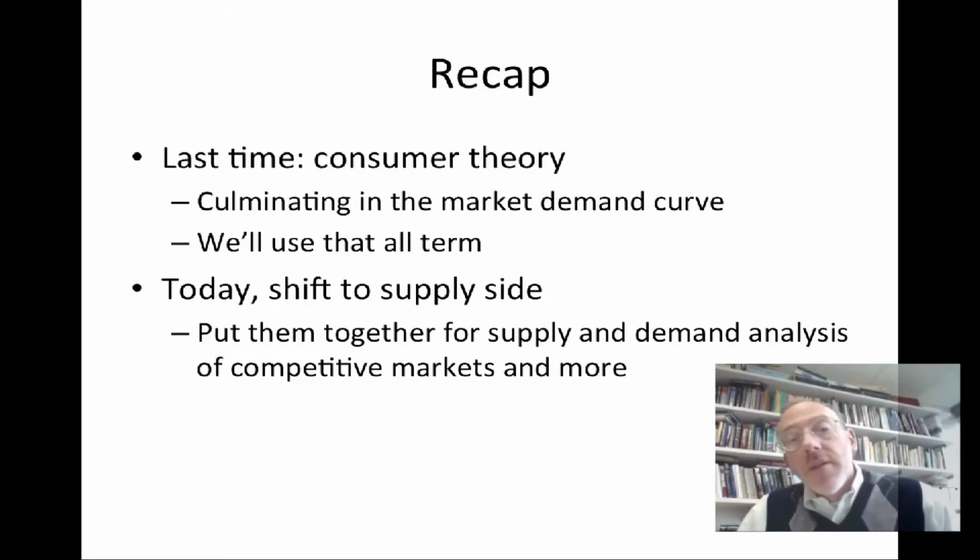But today, what we're going to do is shift over to the supply side. We want to put demand and supply together for supply and demand analysis, and analysis of competitive markets, and a whole bunch more.